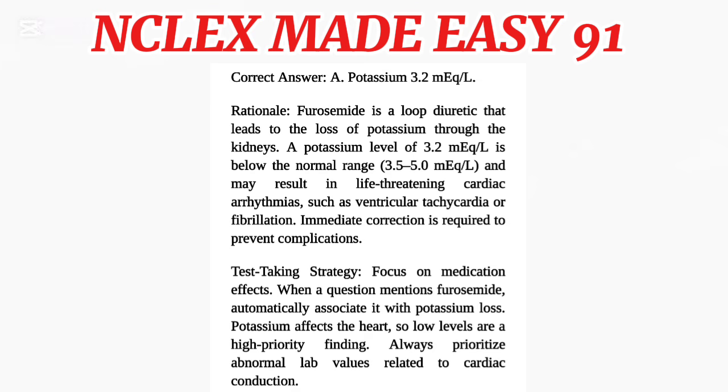Rationale. Furosemide is a loop diuretic that leads to the loss of potassium through the kidneys. A potassium level of 3.2 mEq per liter is below the normal range, 3.5 to 5.0 mEq per liter, and may result in life-threatening cardiac arrhythmias, such as ventricular tachycardia or fibrillation. Immediate correction is required to prevent complications.